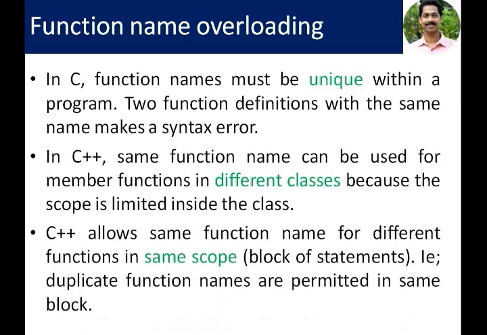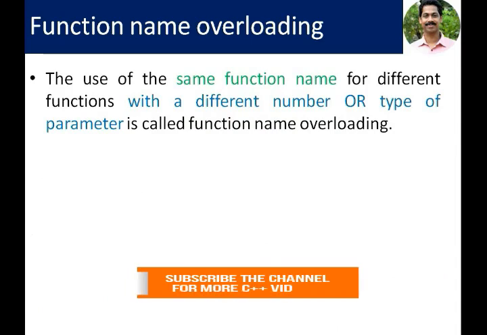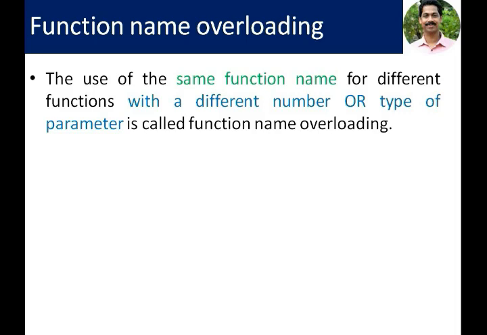And C++ allows the same function name for different functions in the same scope. That means we can define the same function name within a block of statements. So duplicate function names are permitted in the same block. That is another feature of C++. But we have to follow some guidelines. The use of the same function name for different functions with a different number or type of arguments, type of parameters, is called function name overloading.